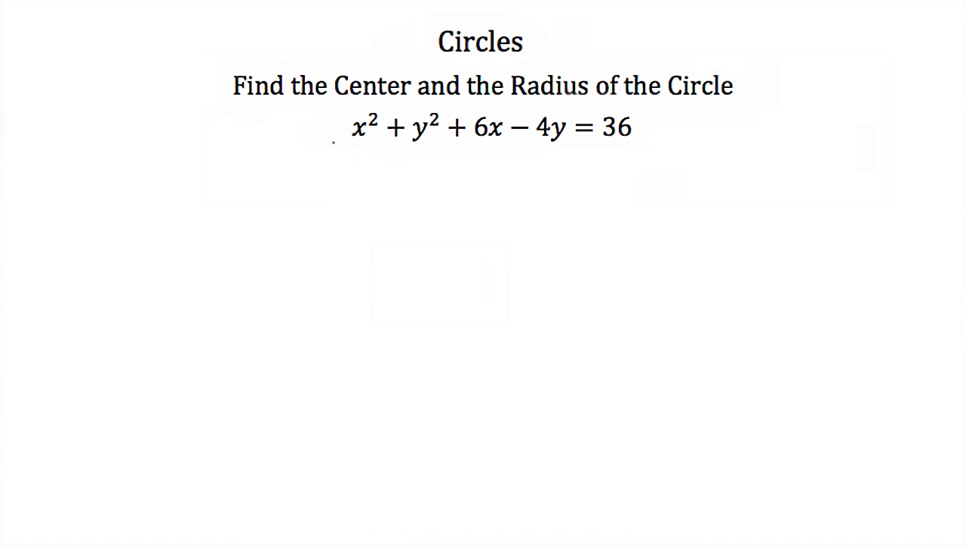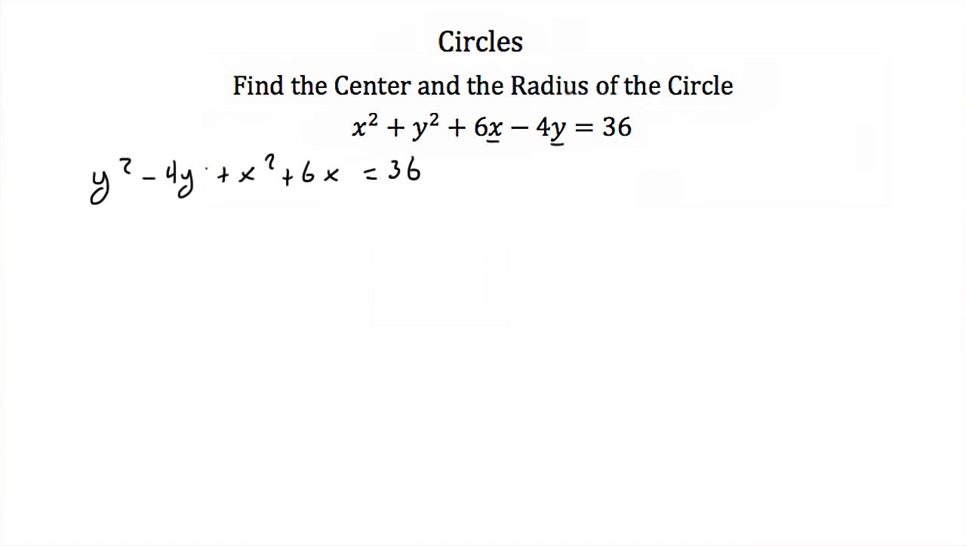Now lastly, let's try to find the center and the radius of a circle when we're just given the equation. And this is a complicated equation. We have x^2 + y^2 + 6x - 4y = 36. Now because we have x and y squared, but we also have linear terms in x and y, we're going to have to complete the square 2 times, once for the x and once for the y. I'm going to put my y terms together and my x terms together, so I'm going to write this as y^2 - 4y + x^2 + 6x, and this is going to be equal to 36.